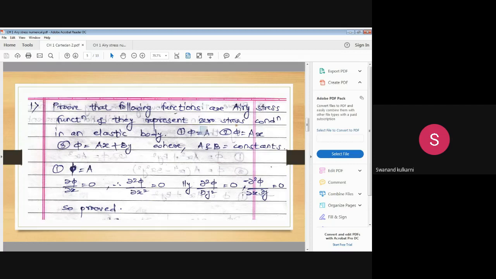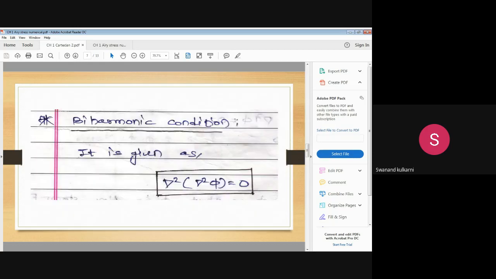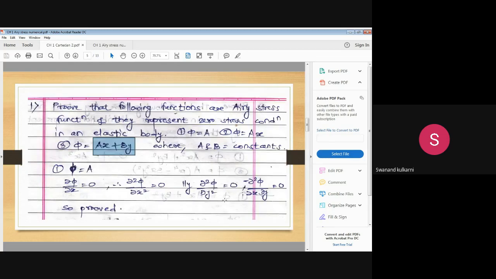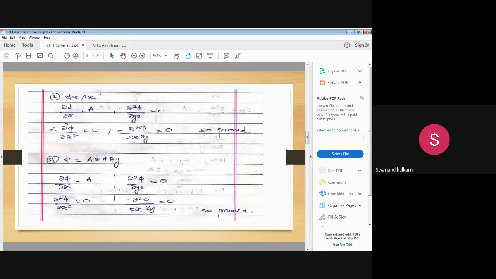If the potential function is ax plus by, then what will be sigma xx, sigma yy, and sigma xy? In that way, we have proved here that this particular condition has zero stress, when this is an elastic body, because only if the body is elastic will we be able to apply the Airy stress function.